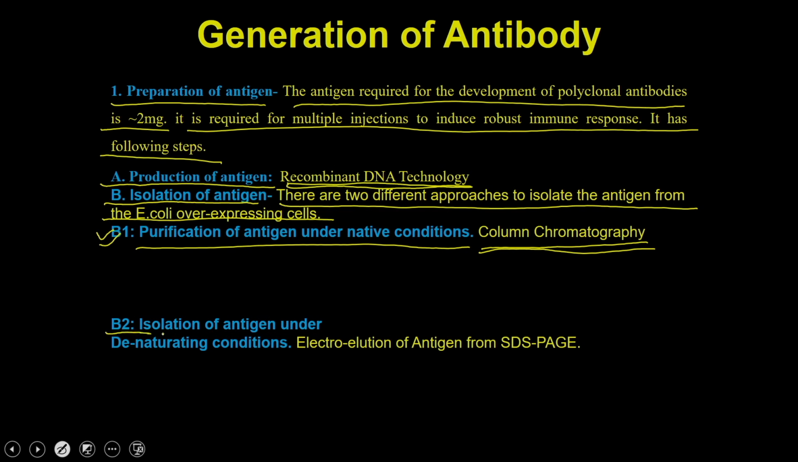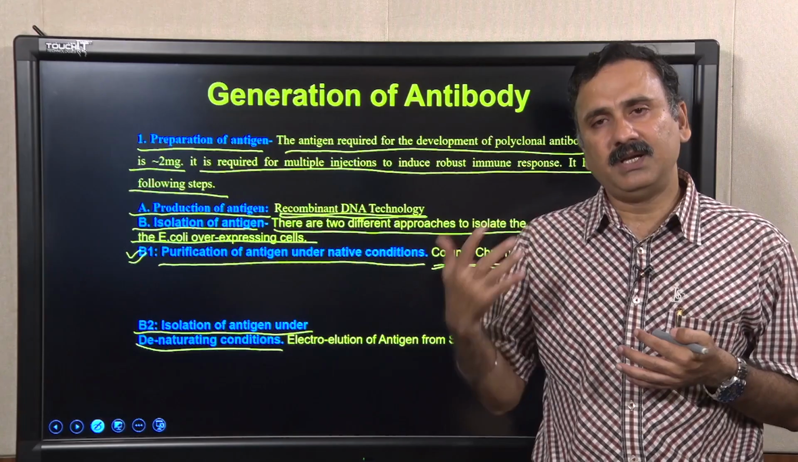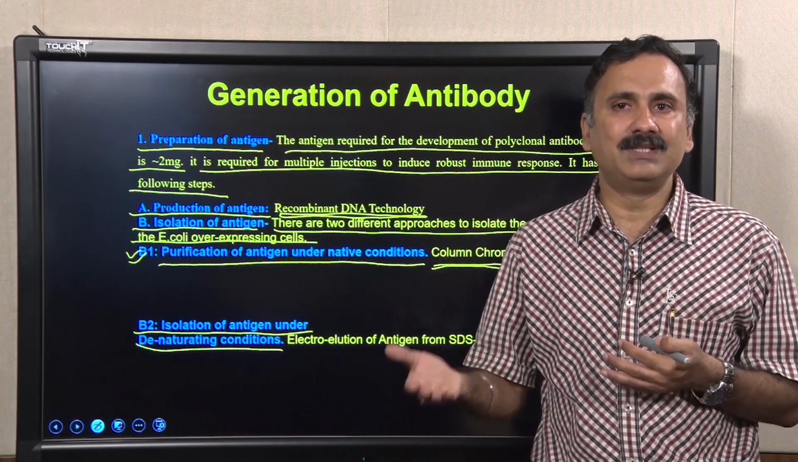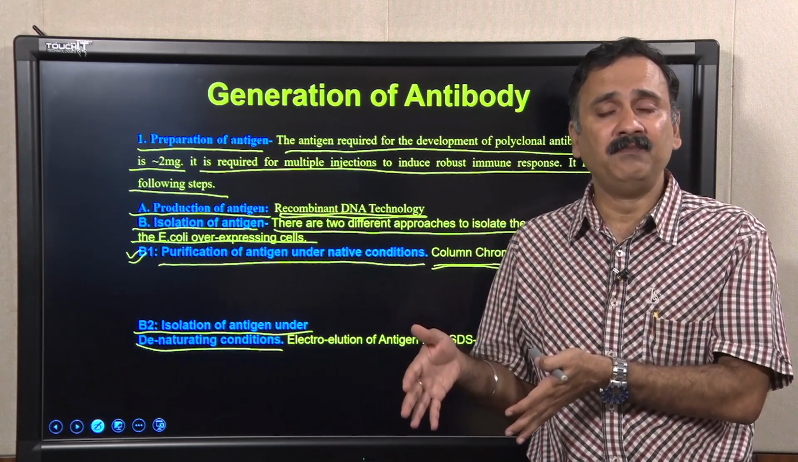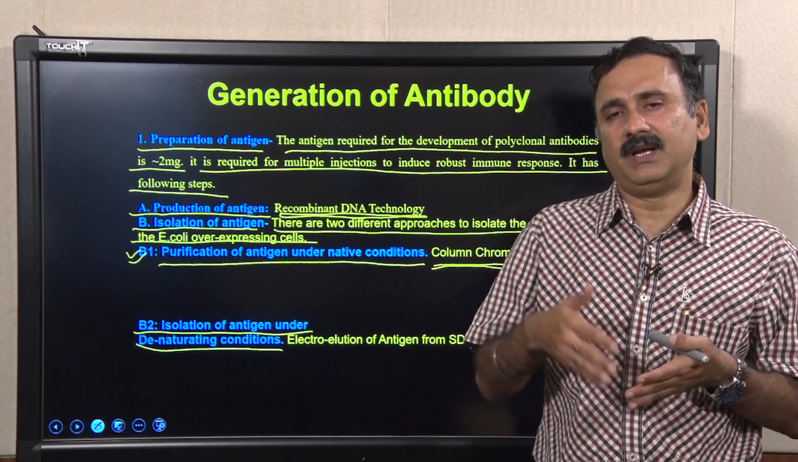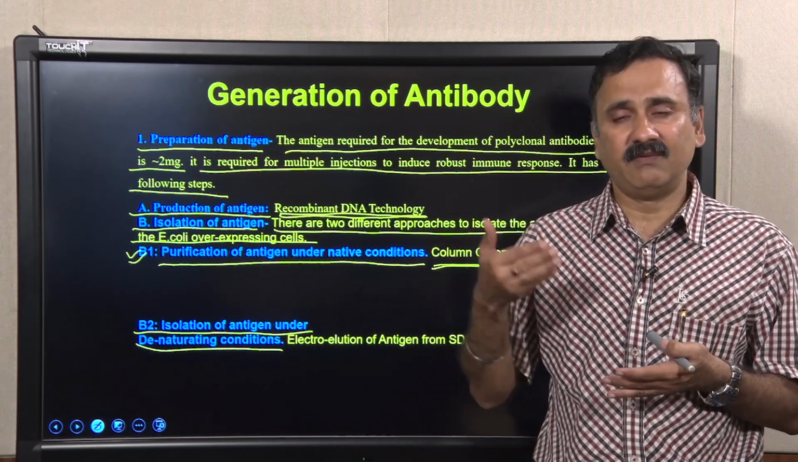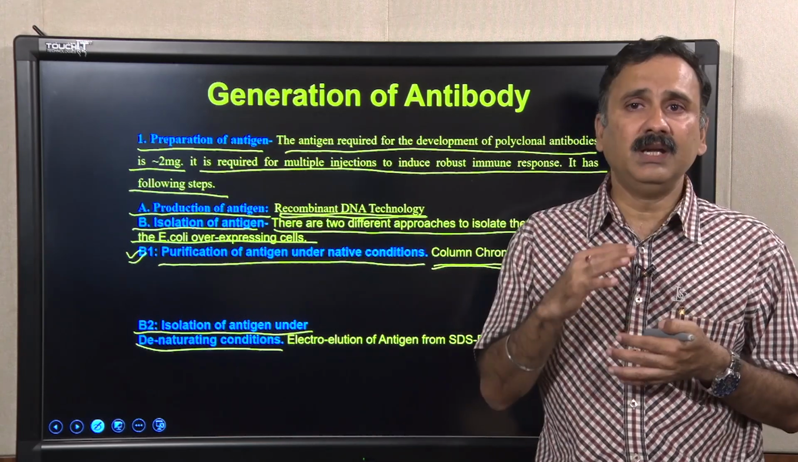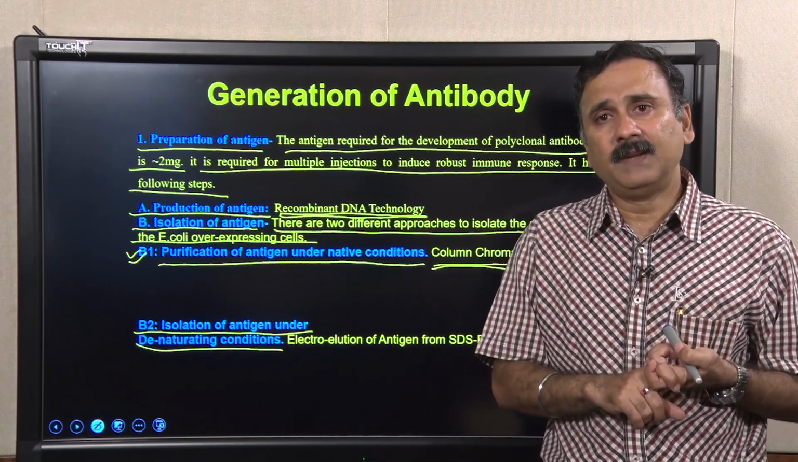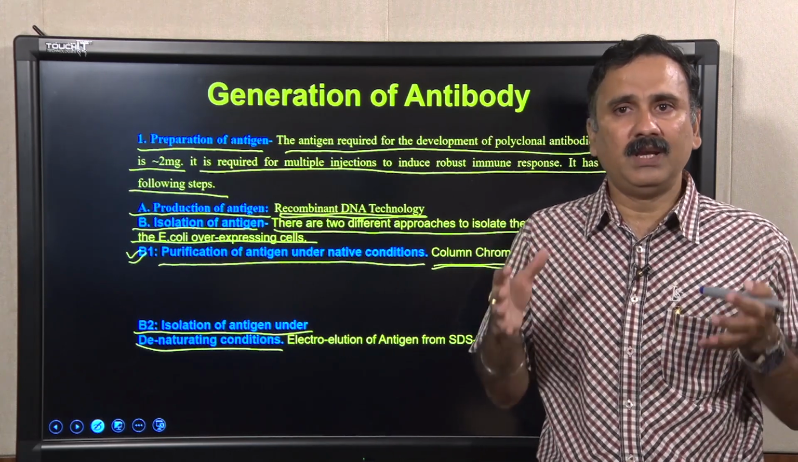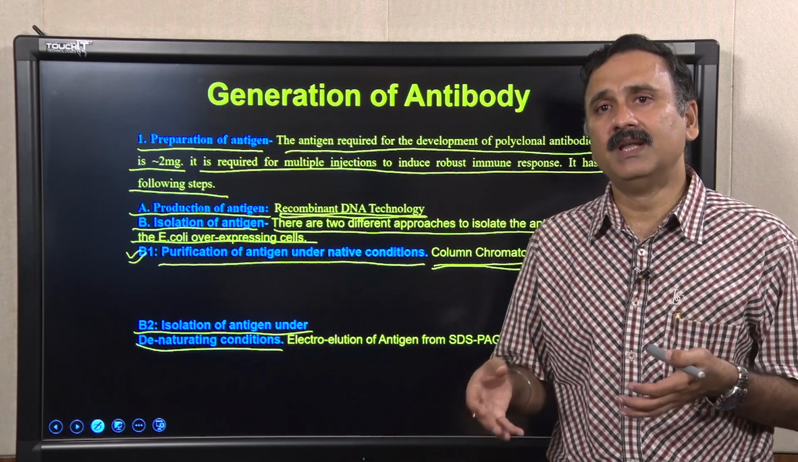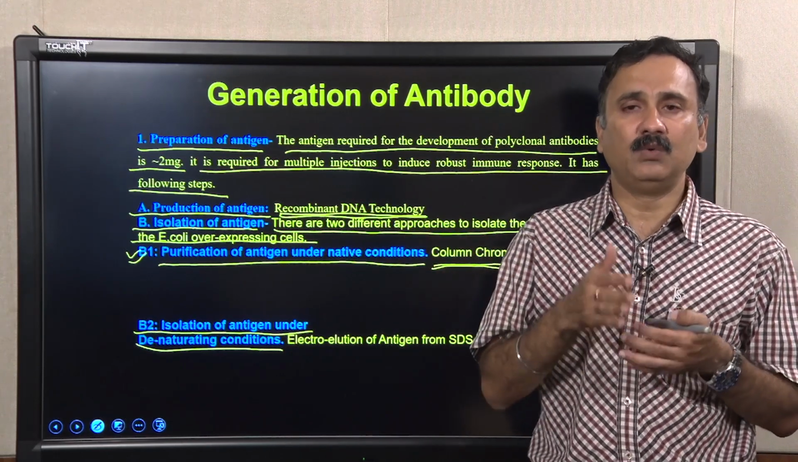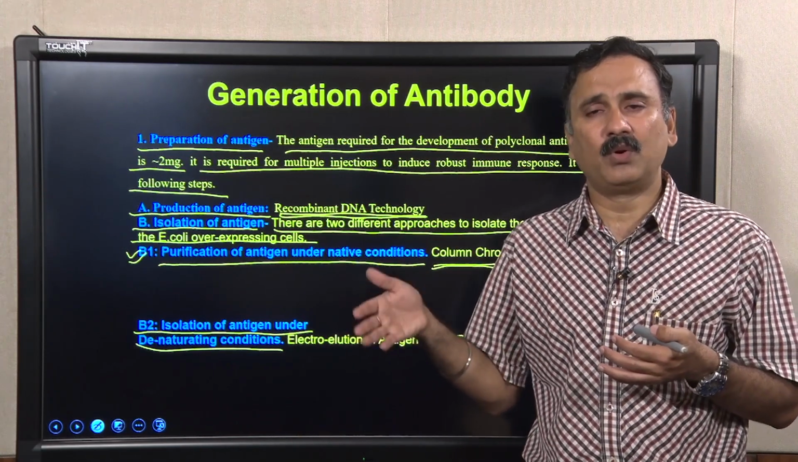The second is the isolation of antigen under denaturing conditions. What happens is, in some cases the antigen you are overexpressing in E. coli is not soluble, which means it is not present in the supernatant, and because of that this antigen cannot be purified using conventional chromatography techniques. So, in those cases you isolate the antigen under denaturing conditions. The second case is that sometimes the antigen is produced in very small quantities. So, if you use conventional chromatography, you are going to lose the protein at every step.